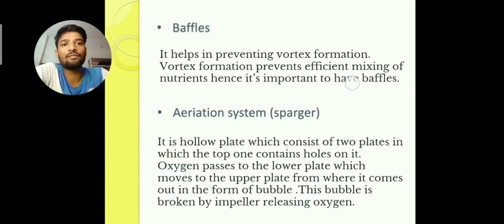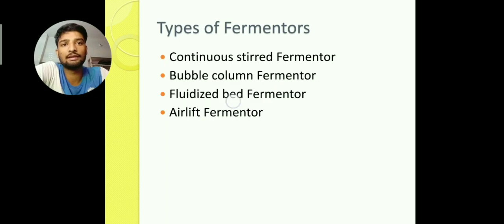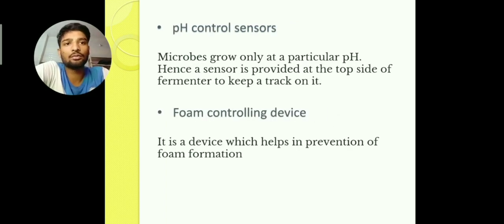Now the next one is the pH control sensor. As we all know, microbes grow only in a particular pH as well. So there are some sensors which are also present on the fermenter to keep track of the pH inside the fermenter. If the pH drops below a certain point, the pH sensor indicates that the pH is going down, and it automatically maintains the pH inside the fermenter.